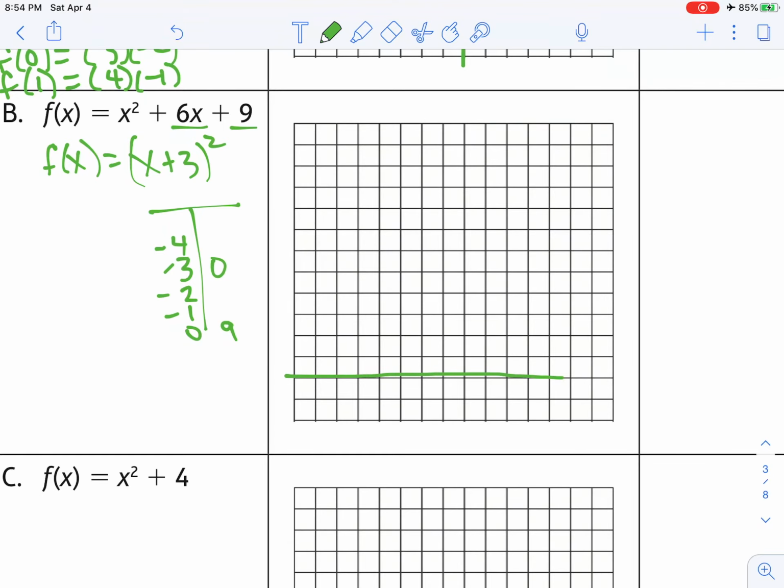Okay, so let's look at this. Okay, so -3, 0. 1, 2, 3, 4, 5, 6, 7, 8, 9. So that's 1, 2, 3. It goes here. And this one would go here. And this is over 2 up 4. 1, 2, 3, 4. Up 4. And voila.